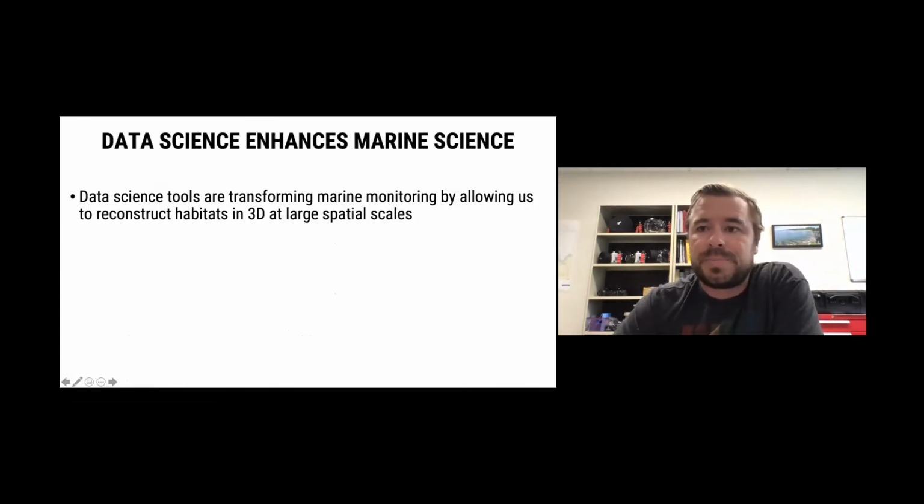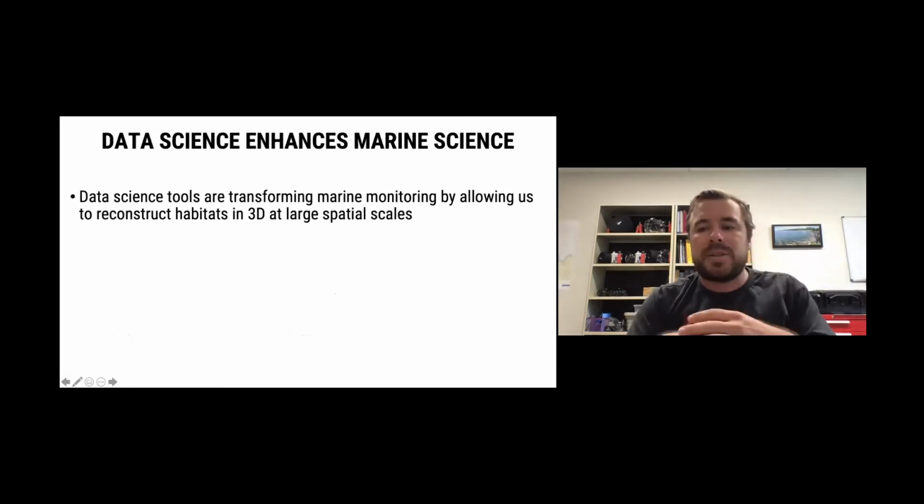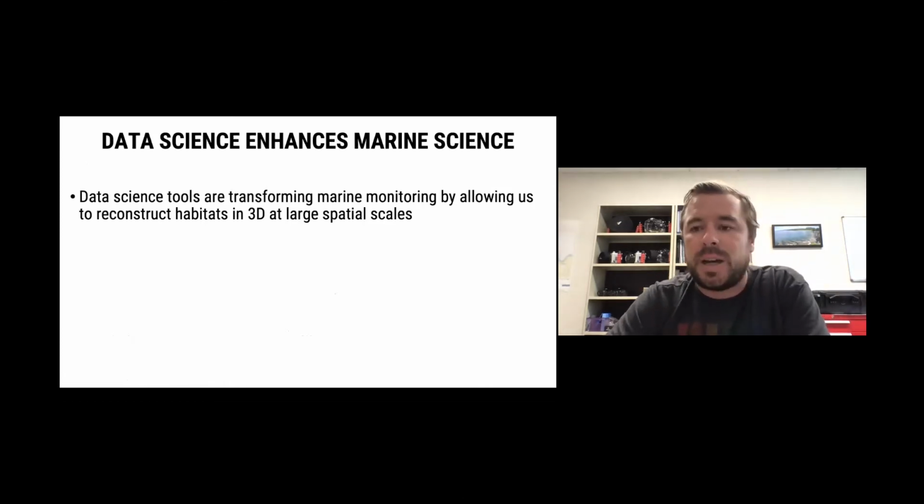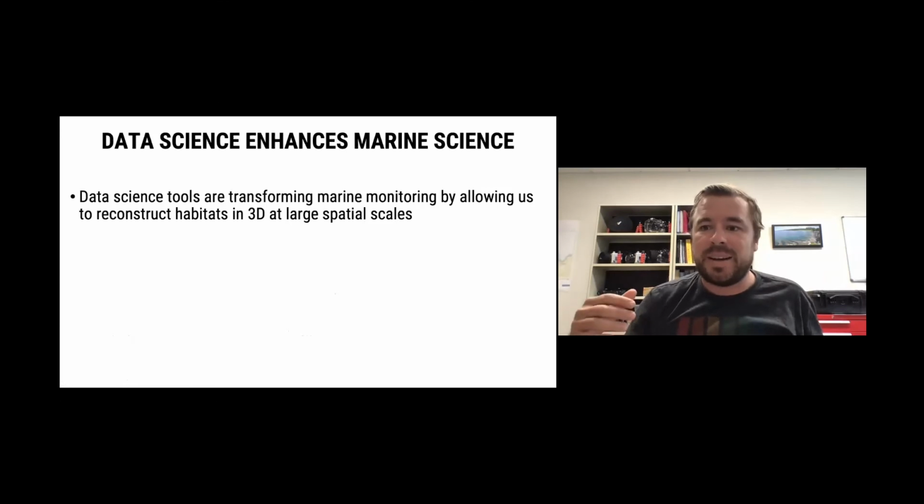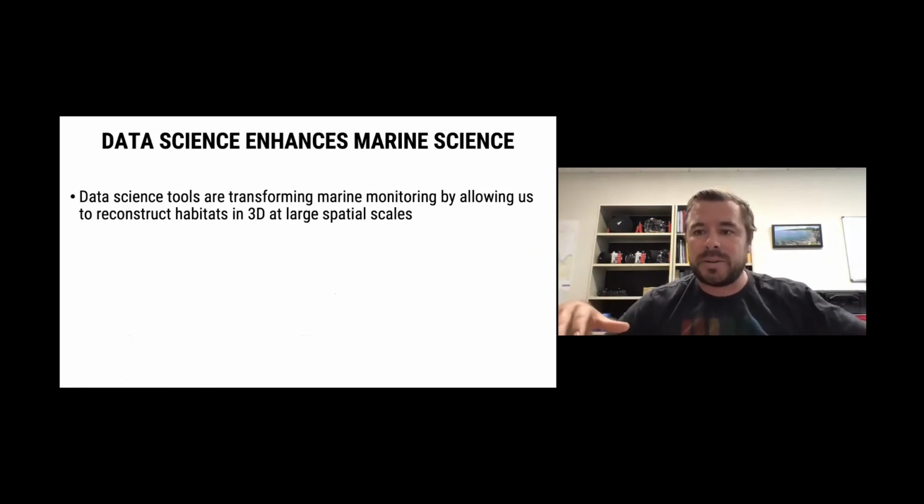So big takeaways here is just that these data science tools are really transforming our monitoring by allowing us to reconstruct these habitats in 3D, have these permanent baselines, and then annotate an array of data onto those models. What I didn't show today just for time is we also do this with molecular data sets as well, and even disease states, physiochemical data, and we can annotate it all over those models and then look for spatial clustering patterns to improve our understanding of the reefscape.